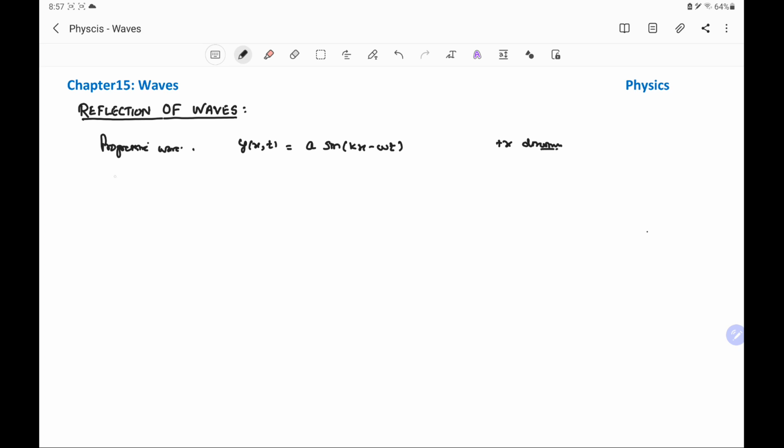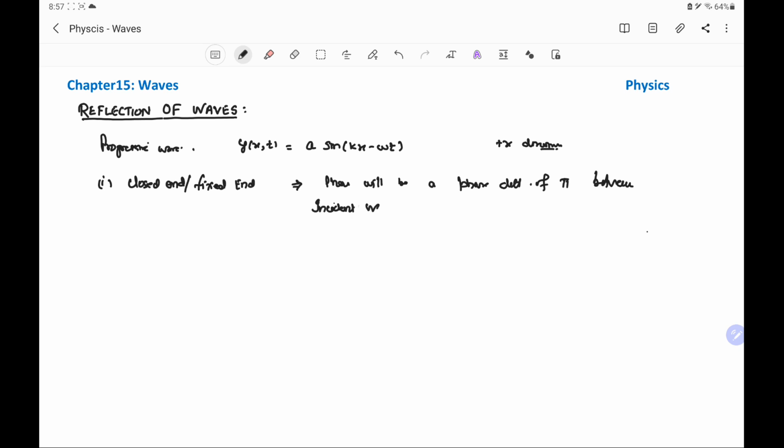Now, there are two cases. If a progressive wave gets reflected from the closed end, or we can say the fixed end, then it is to be remembered that there will be a phase difference of π between the incident wave and the reflected wave.